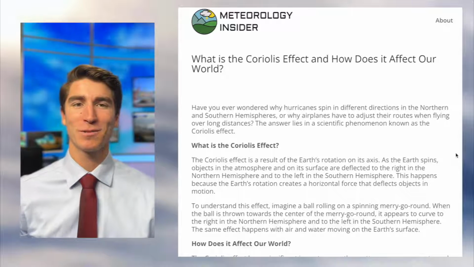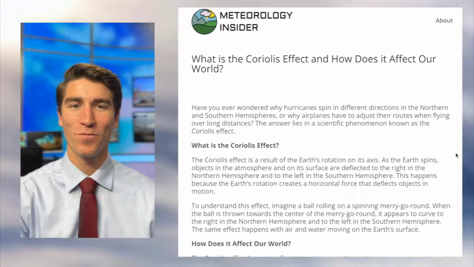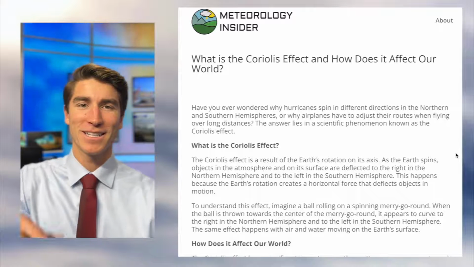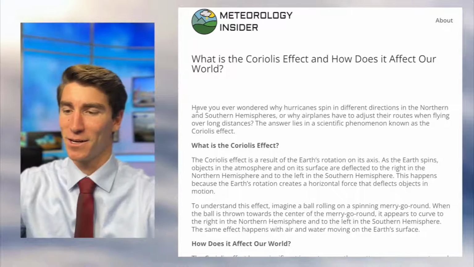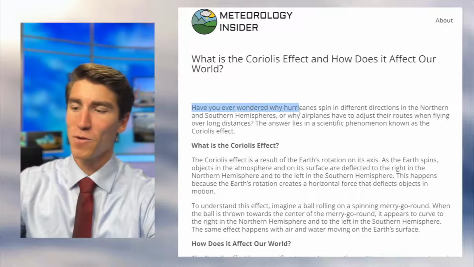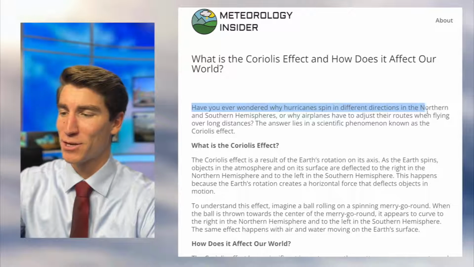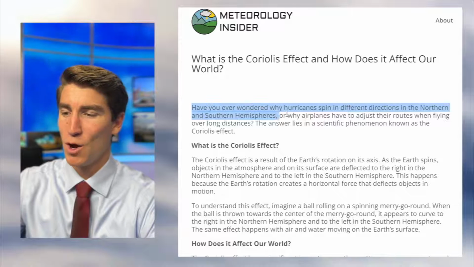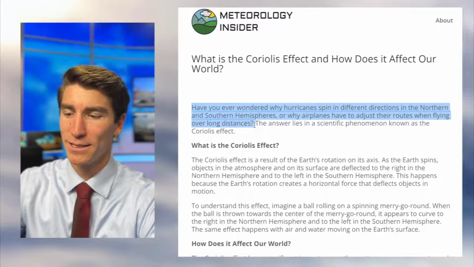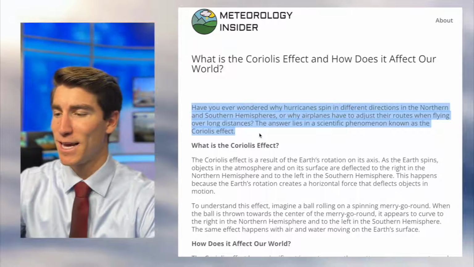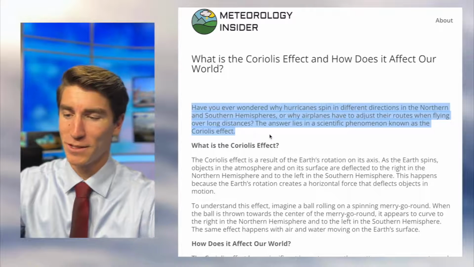So I thought it would just be interesting to see what is true about the Coriolis effect and dive into the science behind it. So what is the Coriolis effect and how does it affect our world? Have you ever wondered why hurricanes spin in different directions in the Northern and Southern Hemisphere, or why airplanes have to adjust their routes when flying over long distances? The answer lies in a scientific phenomenon known as the Coriolis effect.